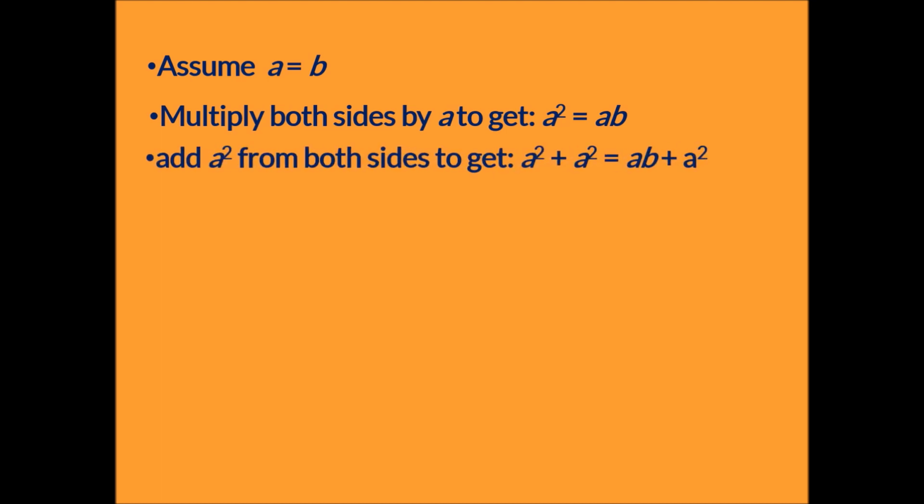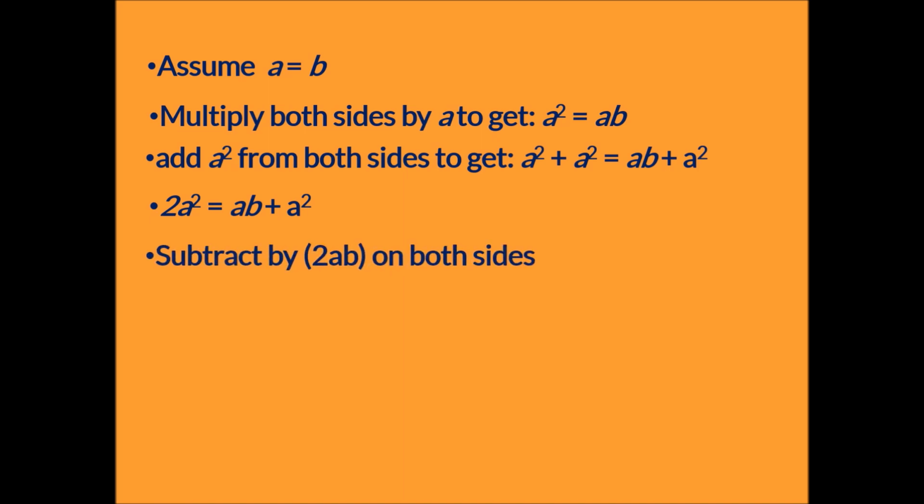In this method, assume A equal to B. Multiply both the sides of the equation A equal to B by A. So A into A, A square, A into B, AB. Now add A square on both the sides of the previous equation. So A square plus A square is equal to AB plus A square. A square plus A square is 2A square, which is equal to AB plus A square.